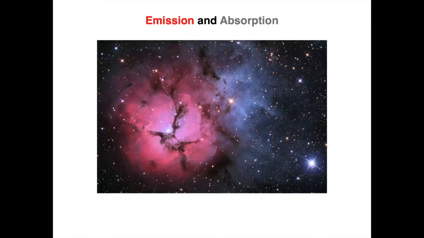So let's understand how these laws come to be. Let's first start with emission and absorption. You're seeing here an example of that. These are nebulae. This is a reflection nebula, this is an emission nebula, and these dark bands are absorption lanes. Let's just understand what is happening here.